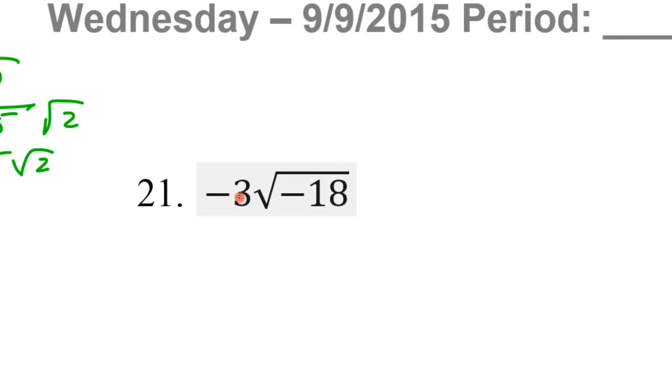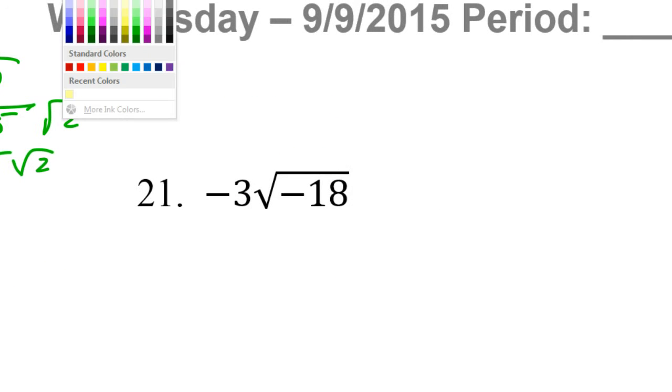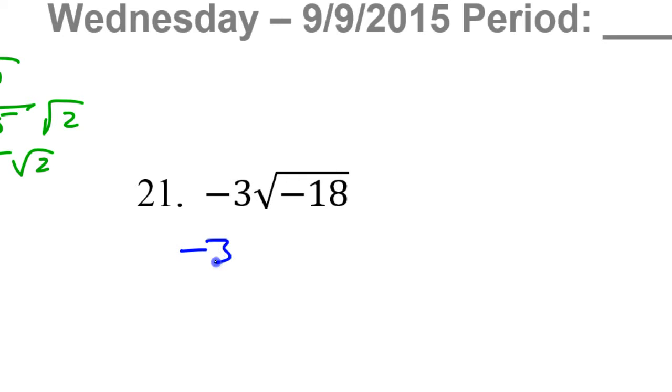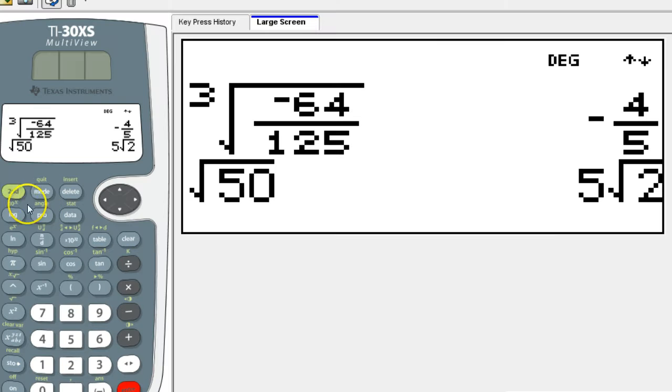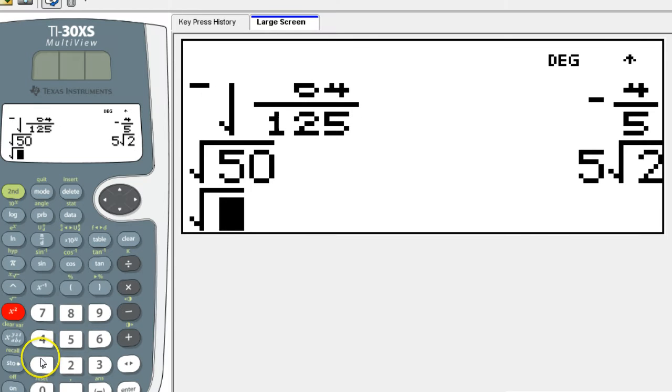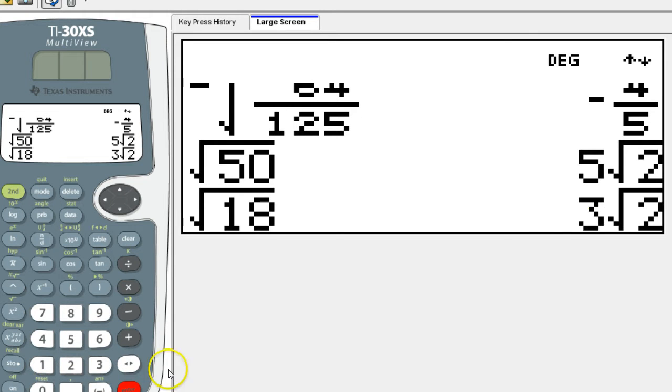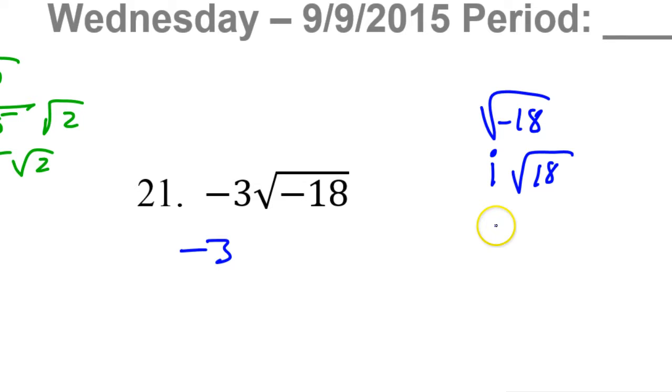21. That negative 3 is just sitting there minding its own business, so don't do anything to the negative 3. Alright, focus on the radical negative 18. That negative is under the radical, that's going to be I. So now I've got I radical 18. If you have a calculator, use it. Square root of 18 is 3 radical 2. So now I have 3I radical 2.